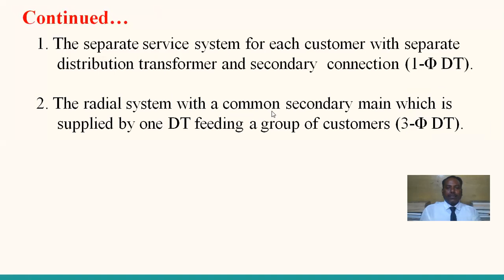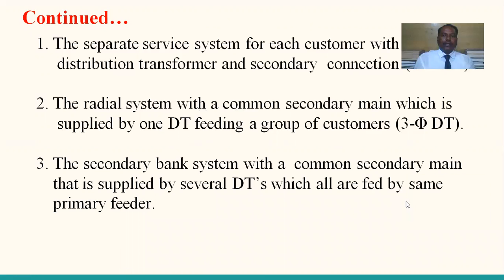the radial system with a common secondary main, which is supplied by one distribution transformer feeding a group of customers. Generally this is in residential areas. The transformer is one, and a group of consumers are connected on the secondary. Three phase consumers take three phases along with neutral. If it is a single phase consumer, he takes one phase as well as neutral.